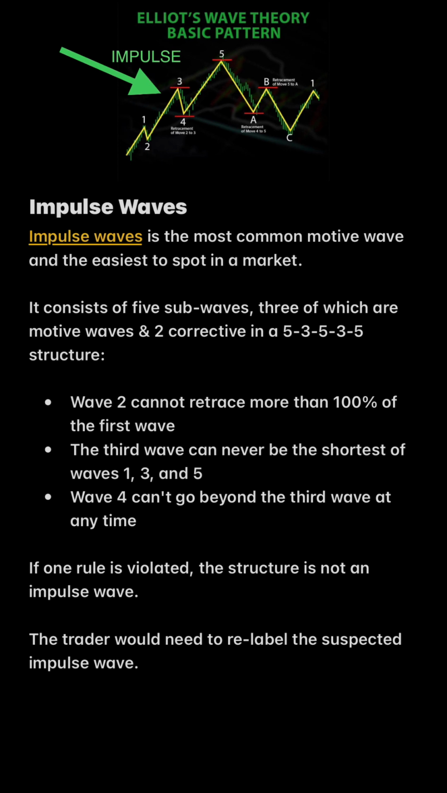Impulse waves are the most common and also known as motive waves, and they're the easiest to spot. So it consists of five subwaves, three of which are motive waves and two are correctives, a 5-3-5-3-5 structure. Wave two cannot retrace more than 100% of the first wave. The third wave can never be the shortest of waves 1, 3, and 5. And wave four can't go beyond the third wave at any time. If one rule is violated, the structure is not an impulse wave and a trader needs to reset.